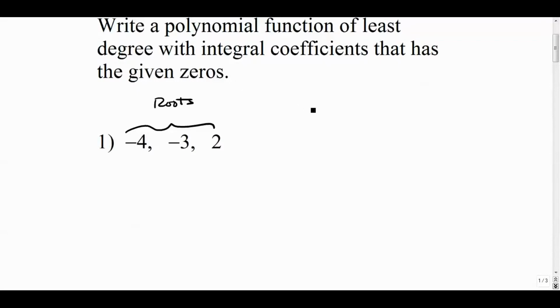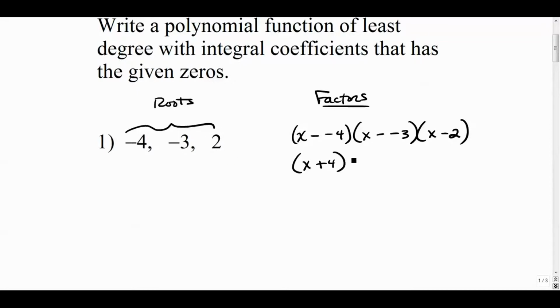And the connection between solutions and factors, or roots and factors, or zeros and factors, is pretty simple. X minus -4 is a factor if -4 is a root. X minus -3 is a factor if -3 is a root. X minus 2 is a factor if +2 is a root. So if we simplify these, these are the factors that will create our function.